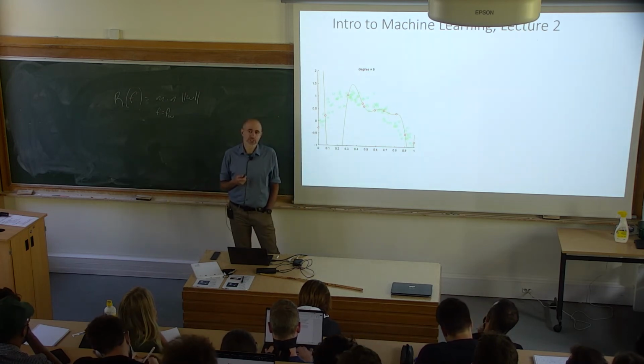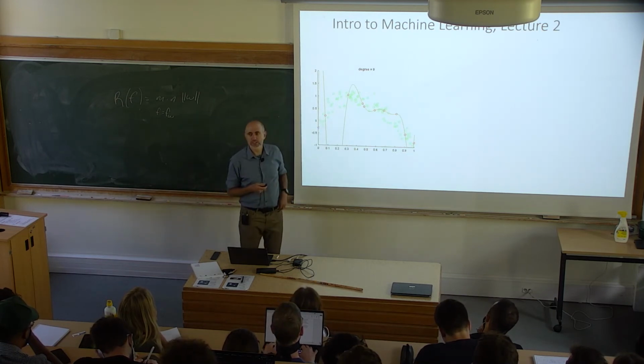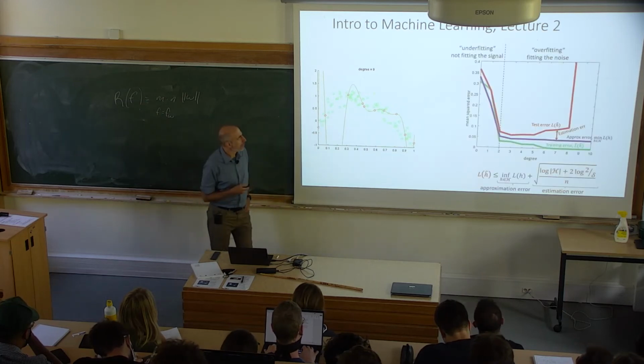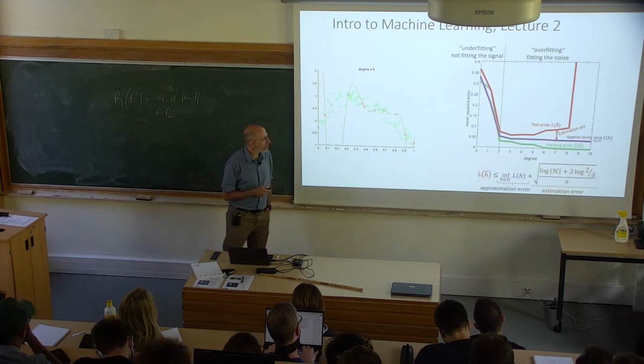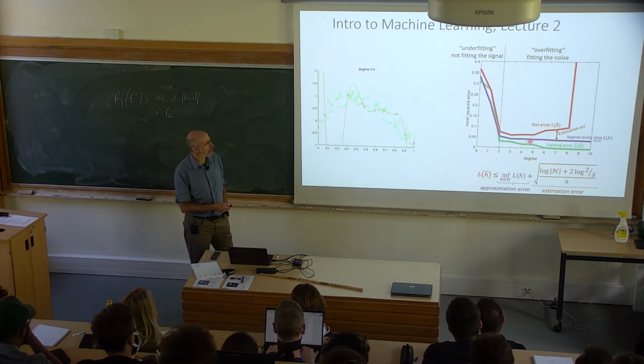Because I'm fitting the noise at this point. It's pretty clear that what I'm doing here with my degree 9 polynomial is just fitting the noise, and because of that, I'm getting bad generalization. And so we see classic U-shaped curves like this. The important curve here is the red curve, the test error.